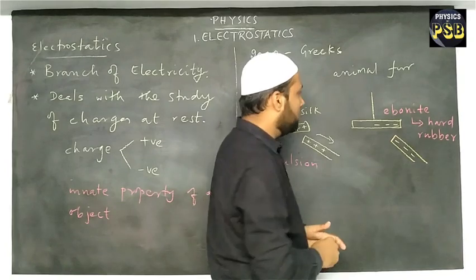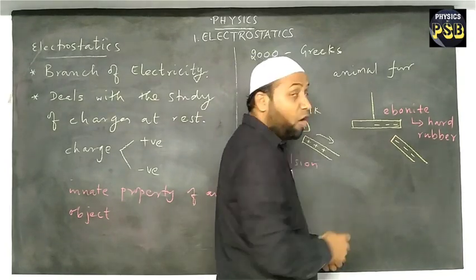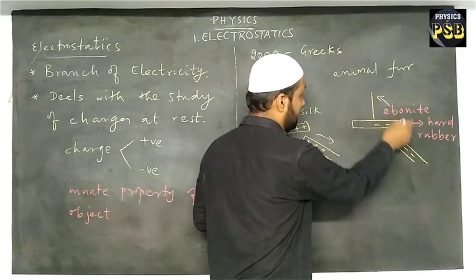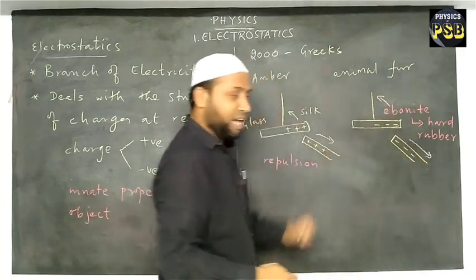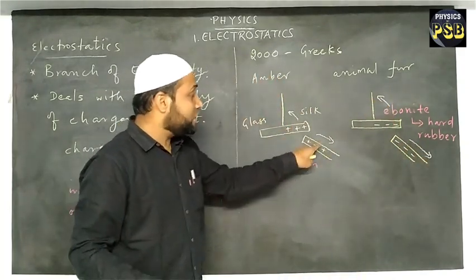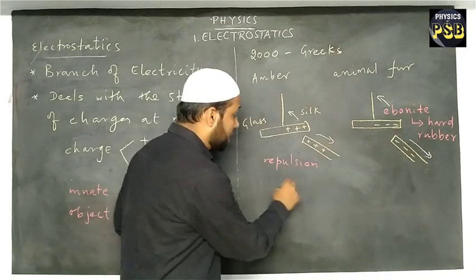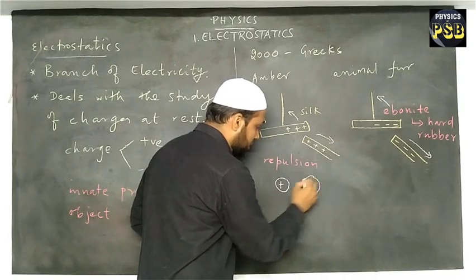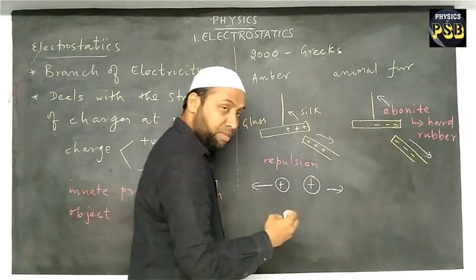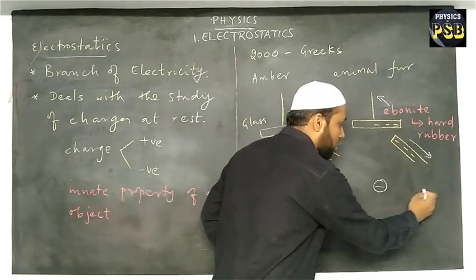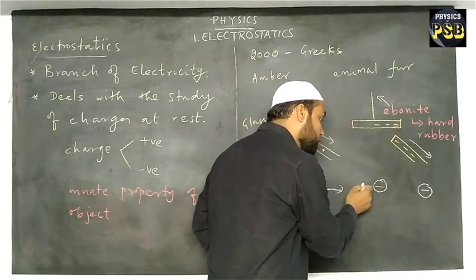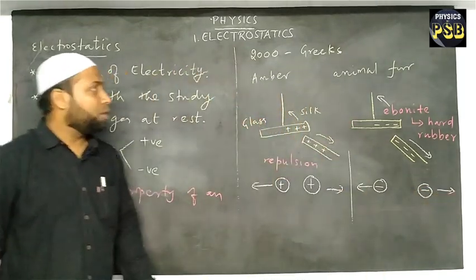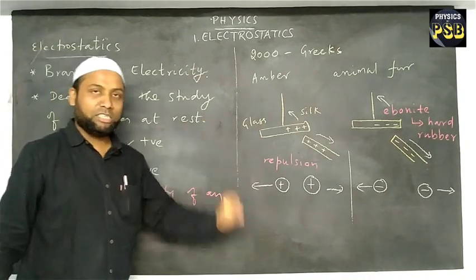They are also found avoiding each other. They also repel each other. This shows that same charges repel each other. When you bring positive charge near positive charge, they repel. In a similar way, when negative charge is brought near negative charge, they also repel each other. So this is the first property of a charge.